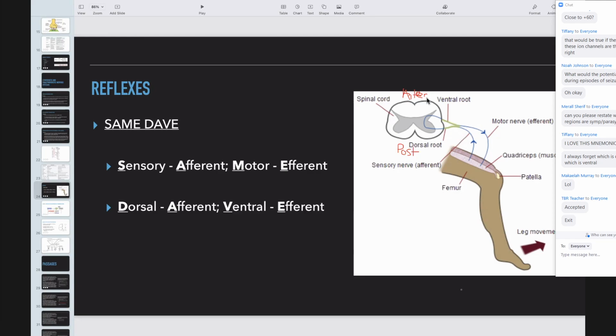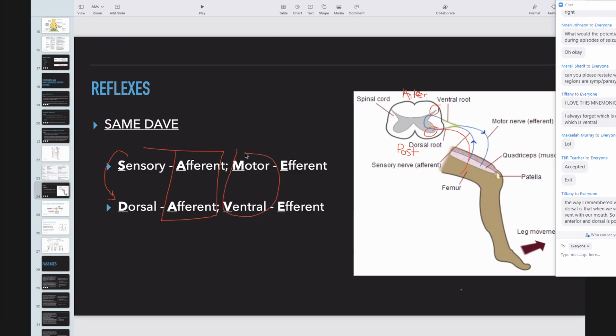Nerves that enter into the spinal cord enter through the dorsal root. So this is the dorsal root. Nerves that leave the spinal cord exit through the ventral root. This is the ventral root. So sensory is afferent going through the dorsal. What is it? Elementary school commutative property. Sensory is also dorsal because they're both afferent. And all the motor guys, they leave through the ventral root. They're efferent. All the motor are ventral. I think that's the commutative property.